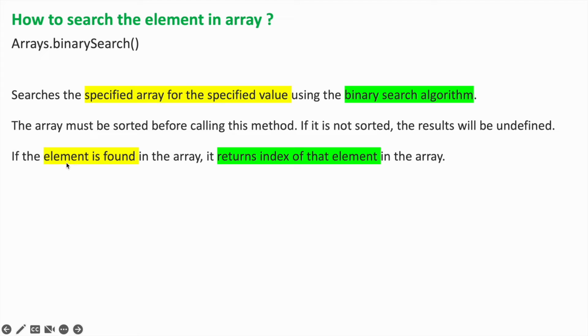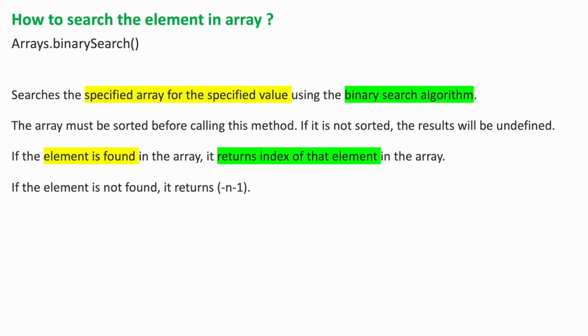If the element is found in an array, it returns the index of that element in the array. So if you use this binary search method to check an element, and the element is there in that array, this method will return the index of that element. It will return the position where it is there. If the element is not found, if the element is not there, it will return -n -1.